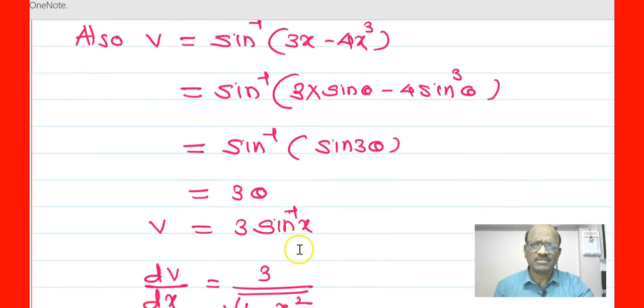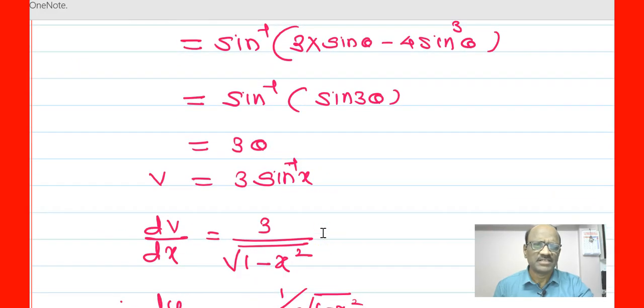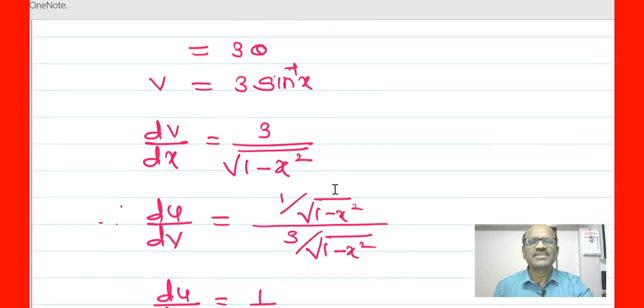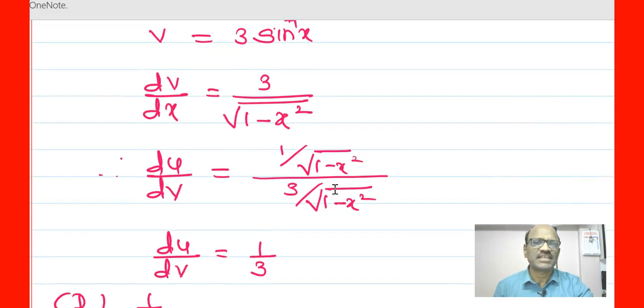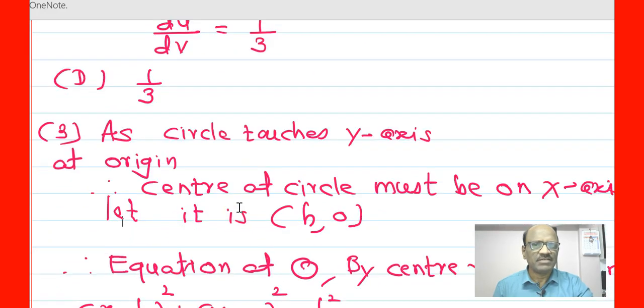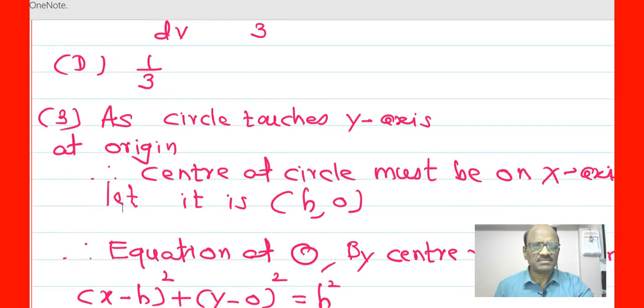Substitute again the value of theta, that is sine inverse of x, and now differentiate with respect to x. Then dv by dx is equal to 3 upon under root of 1 minus x square. Hence the differentiation of the first term with respect to the second, du upon dv, is equal to 1 upon under root of 1 minus x square, and this whole divided by 3 upon under root of 1 minus x square. Hence du by dv is equal to 1 by 3, and hence the option is the correct one. Now next question.